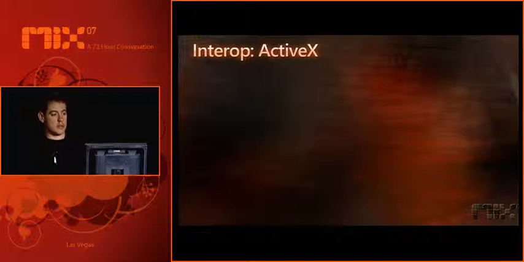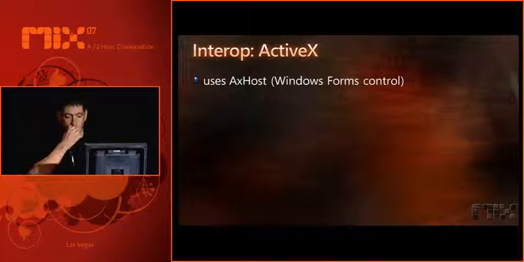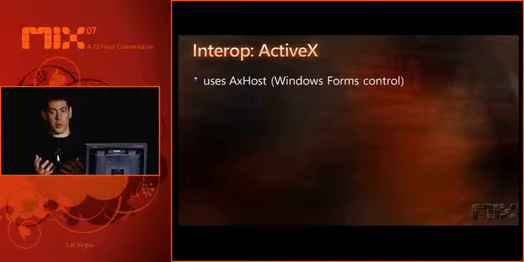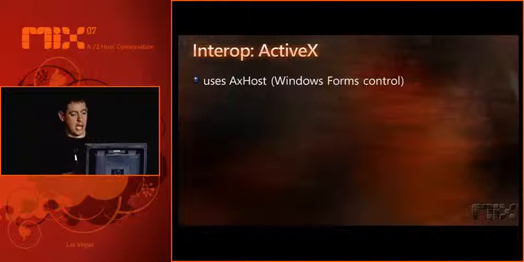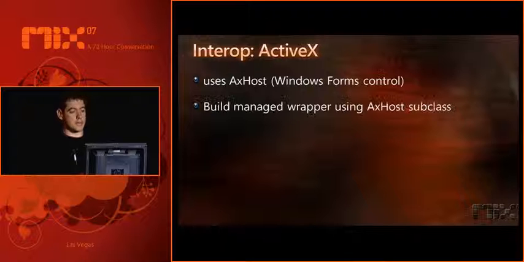ActiveX is another way that you may want to go if you have third-party controls. There's a Windows Forms control called AX host. So now we have this dual-level interop where you're using an AX host Windows Forms control in WPF, and that AX host is actually turning around and calling all the COM interfaces that it needs to call, and OLE, and everything that you don't want to do to get your stuff done. And so you want to build a managed wrapper using AX host.